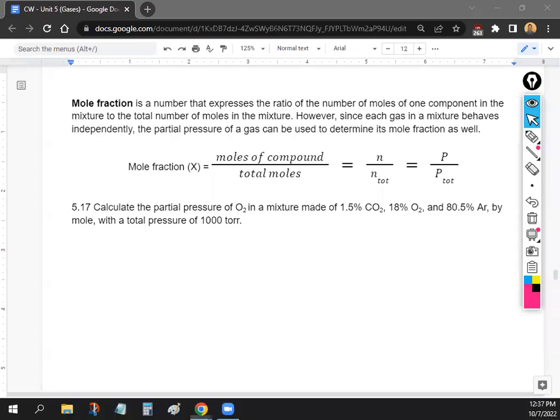Alrighty, guys, let's get into it. Let's continue Unit 5. So we're gonna get started right now again with a new equation.